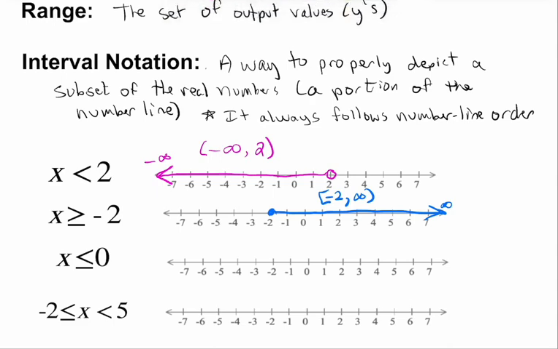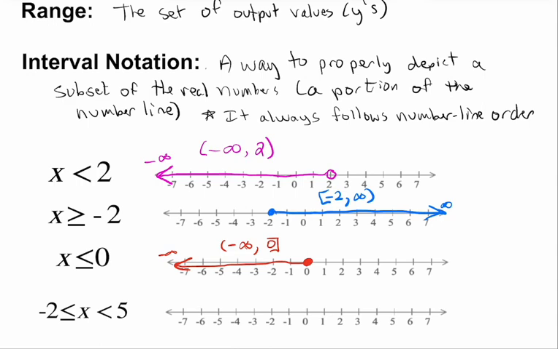Let's do the next one. x is less than or equal to 0. Equal to 0 means put a closed-in dot. Less than, shade to the left. Follow the number line order. Our leftmost point is negative infinity. Our rightmost point is 0. We are allowed to stand there. Put it in a bracket, meaning there's not a hole there that I can fall through.